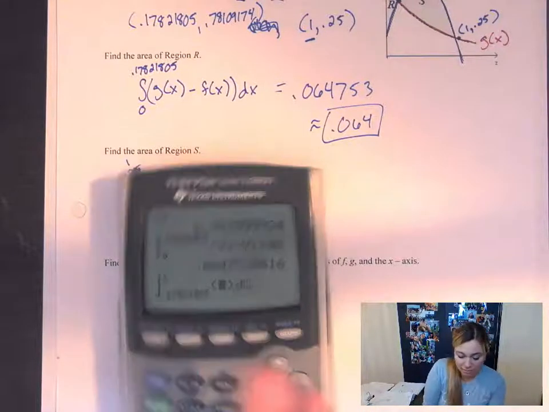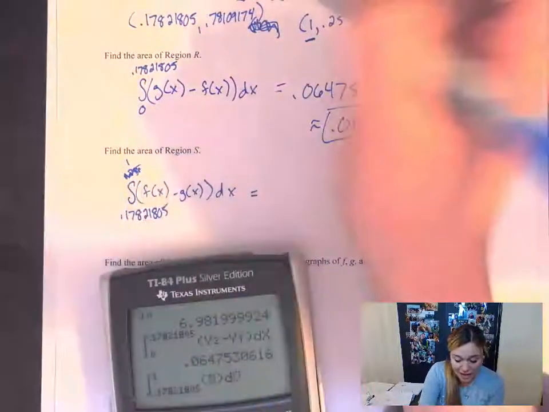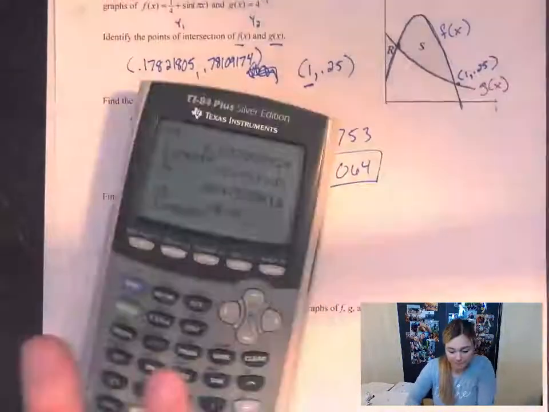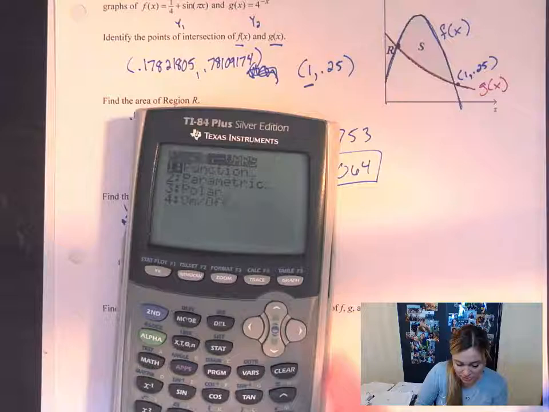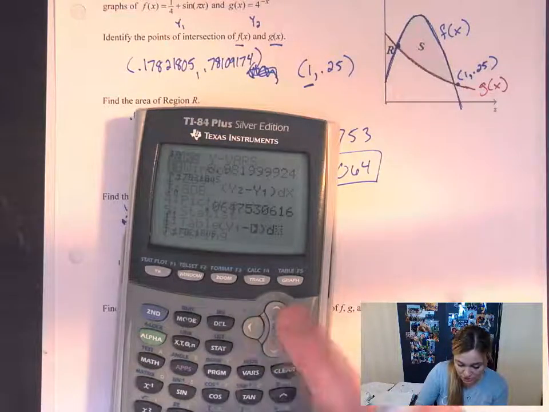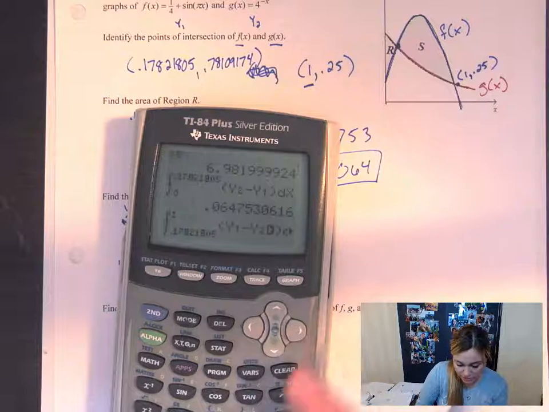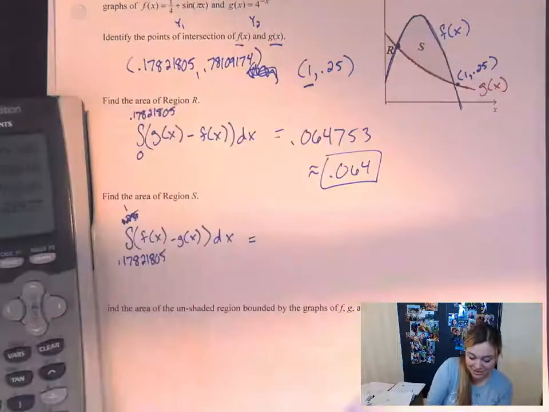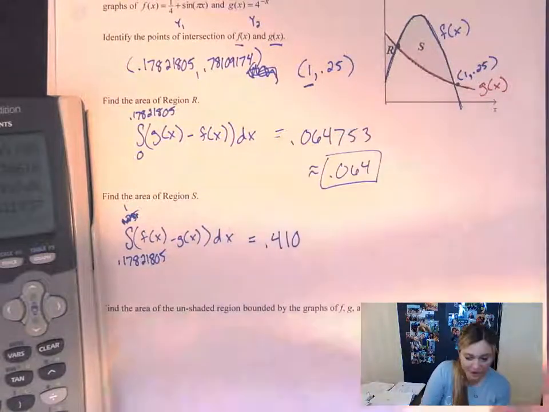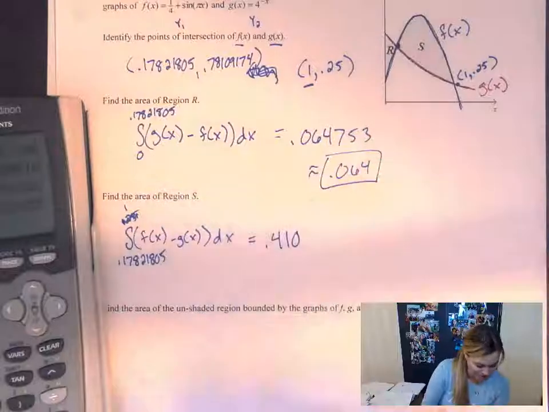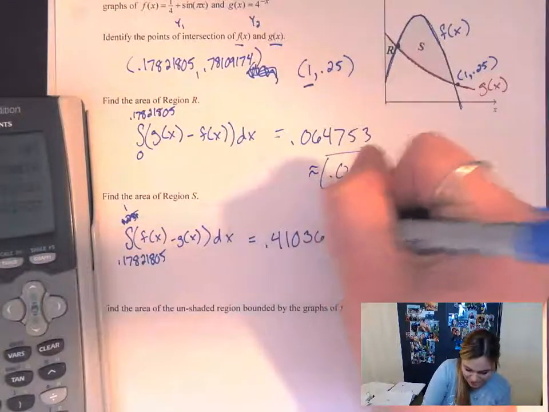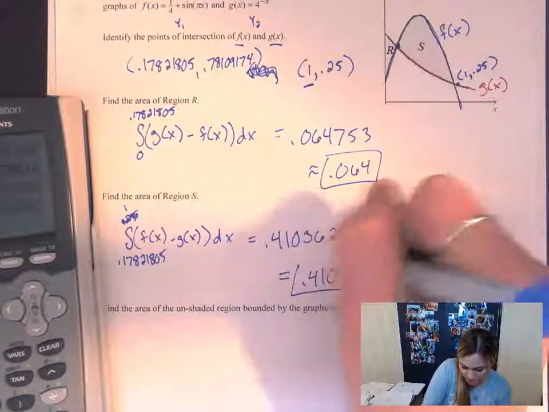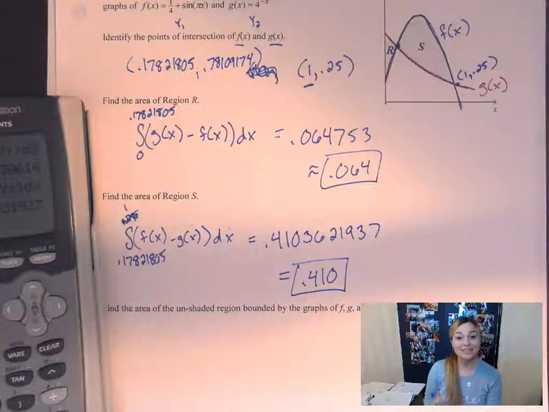And then I'm going to say my function values, so f of x minus g of x. F of x, remember, is y1. G of x was y2. And I know this because I wrote them down up here. So I'm going to do vars, y-vars, function, y1 minus vars, y-vars, function, y2. And I get 0.410. And that's enough because this is my final answer, but actually I think I use it down here in a second, so I'm going to say 0.3621937, or I get 0.410. Ta-da! Okay, did you get that too? 0.410?